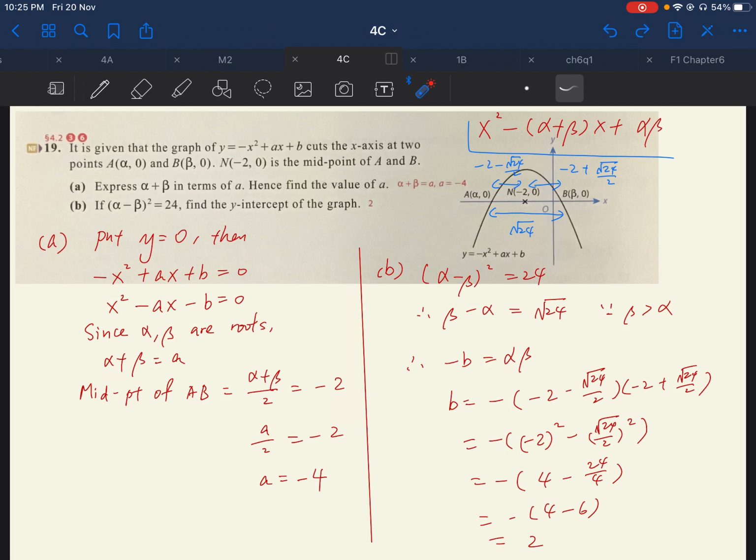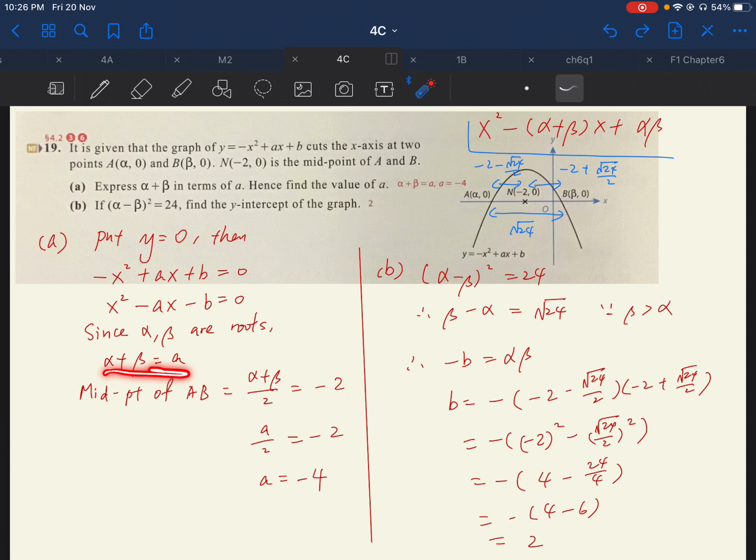So for this question, part A, we need to find alpha plus beta. Alpha and beta are the intersection points. That means they are the roots of this equation when y equals 0. Since this is an equation, we can divide it by -1, so we have this. From our previous knowledge, the sum of roots is just this number, because it's x squared minus the sum of roots plus the product of roots. So alpha plus beta is 2.